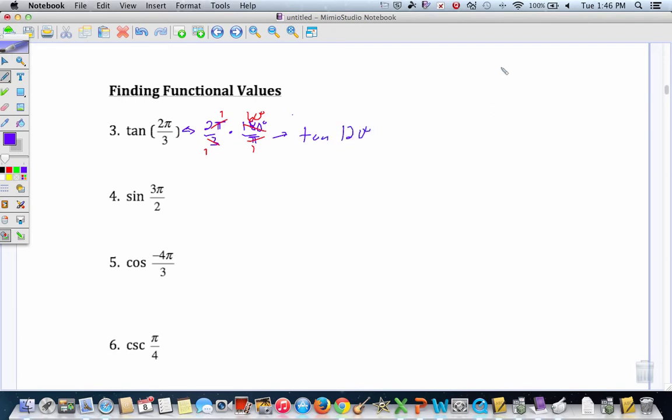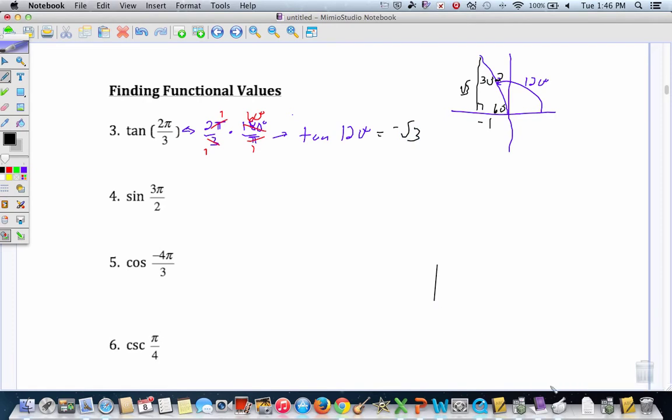Now from here, we can find the tangent of 120 degrees by drawing in our triangles. This is 120 degrees, which is going to give us a 60-degree reference angle. I'll make a right triangle out of that. So we come straight down here, 60. Here then is 30. So the 30, 60, 90 triangle, we have 1, square root of 3, and 2. We have a negative sign here. So tangent is opposite over adjacent, or y over x. So tangent is negative square root of 3.